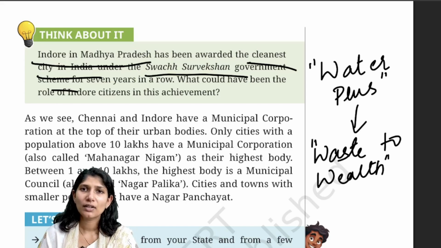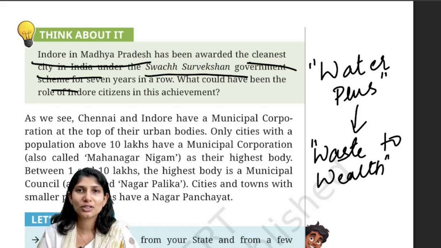So these are some of the ways that your urban areas are trying to focus with respect to good governance. Now, I told you it will differ from one state to another. Here, Indore in Madhya Pradesh is doing this and also getting the cleanest city award because it is a different way of how they are trying to build your participatory democracy.